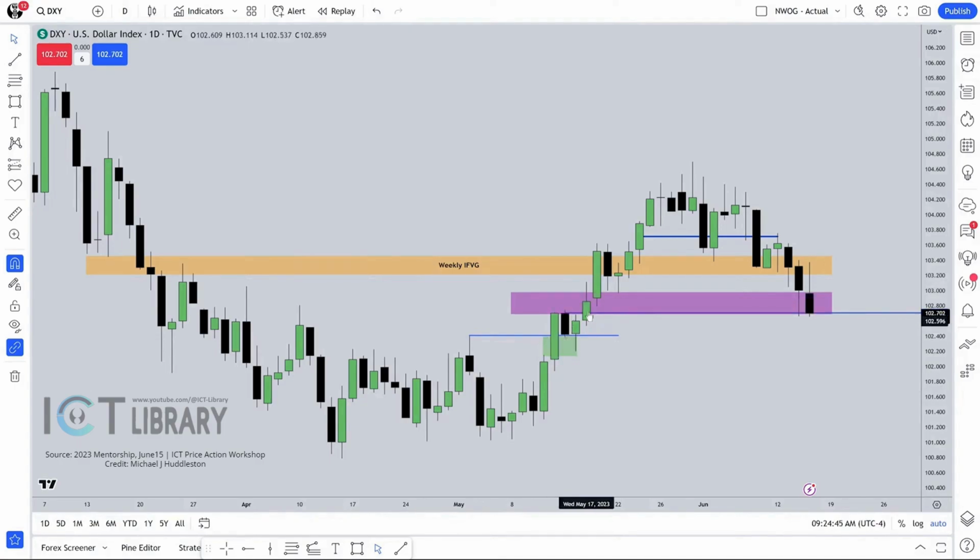Where was the next down close candle? Right there. So between those two down close candles, if we're looking for a sell model to begin, where could we expect that to form? The fair value gap that I shaded and I told you on the 13th. It's an old weekly imbalance.